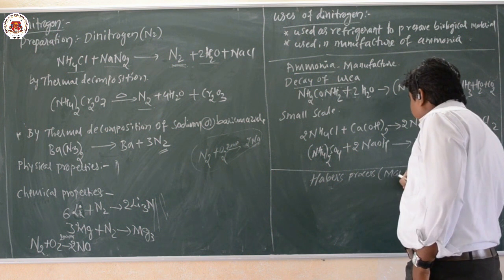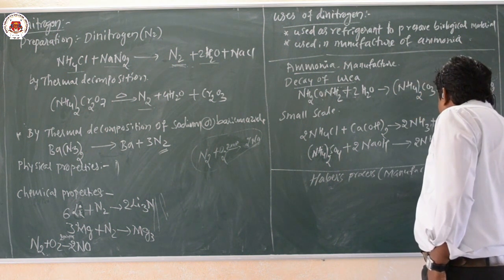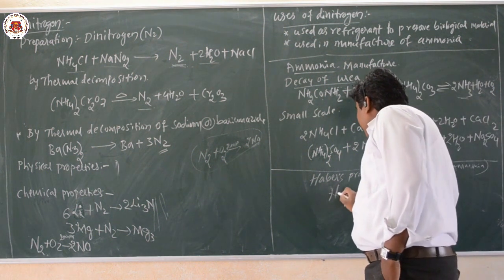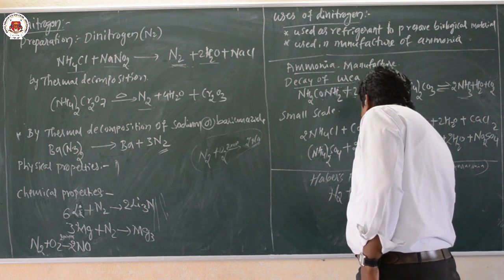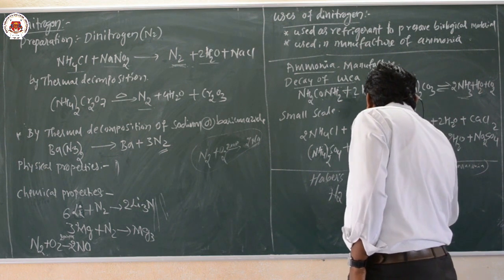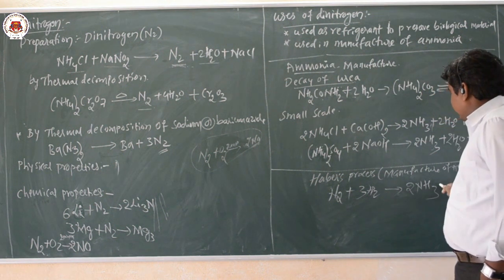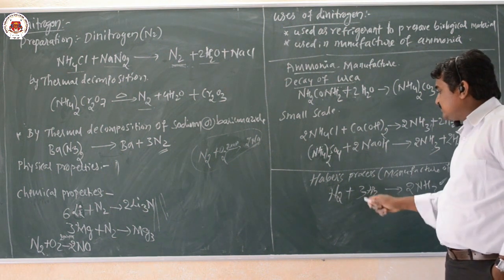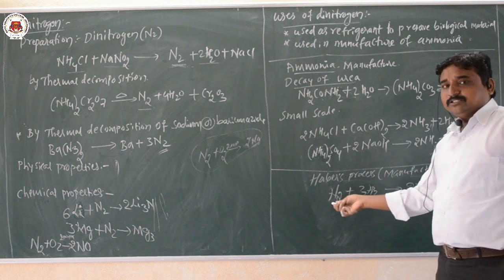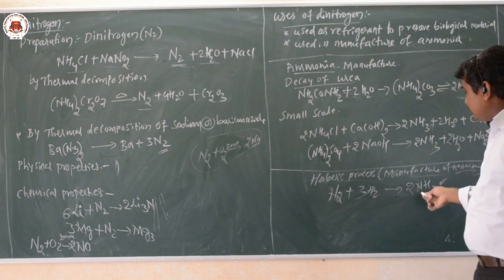Manufacture of ammonia. Okay. So this is very important for your board examination. Here, the combination of what? Nitrogen, dinitrogen and hydrogen. There is a formation of ammonia. N2 plus 3H2 gives 2NH3. So this is the reaction. Haber's process means manufacture of ammonia just by the combination of dinitrogen with hydrogen, there is a formation of ammonia.